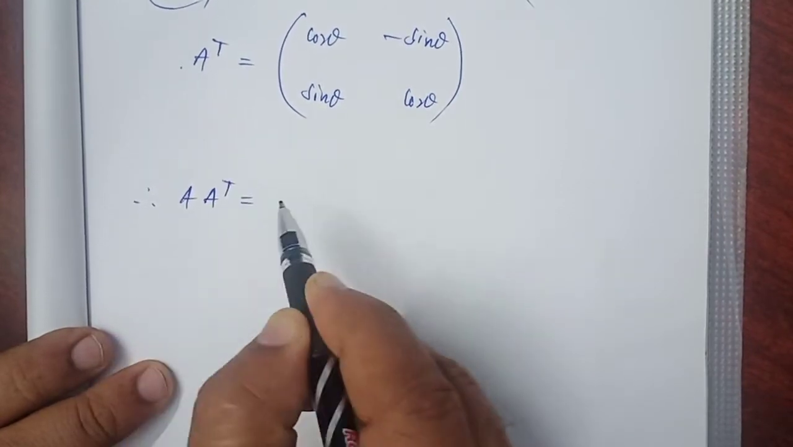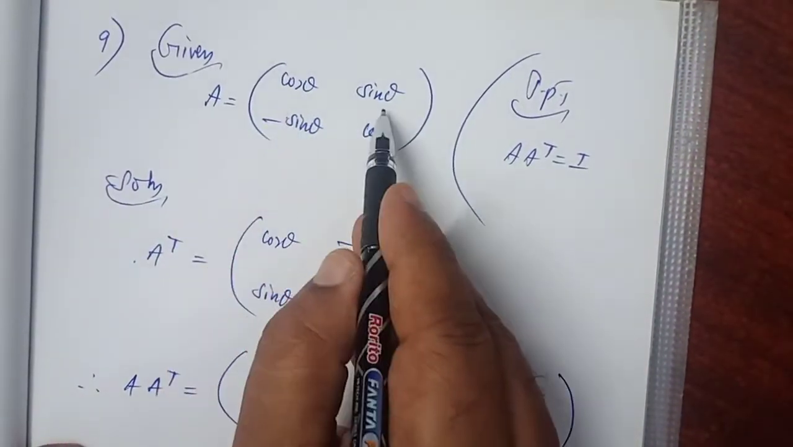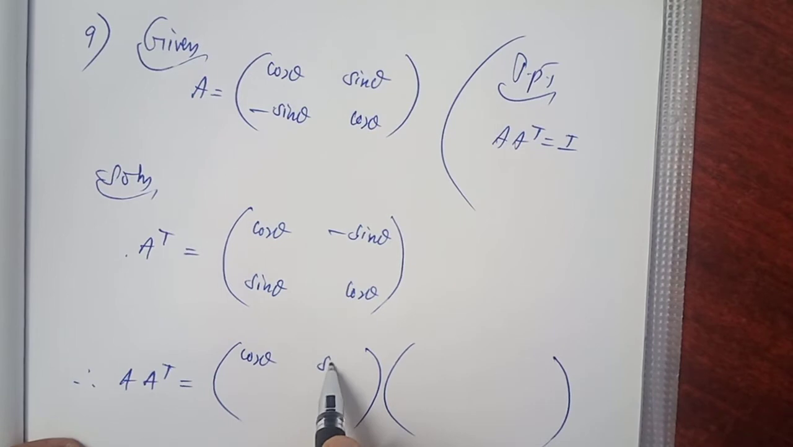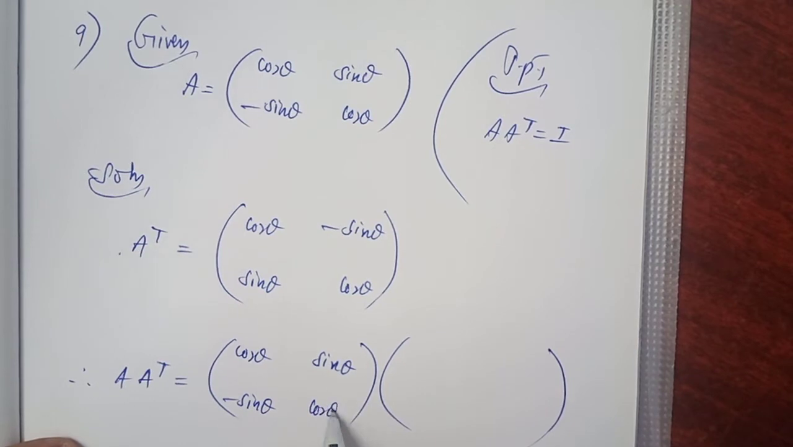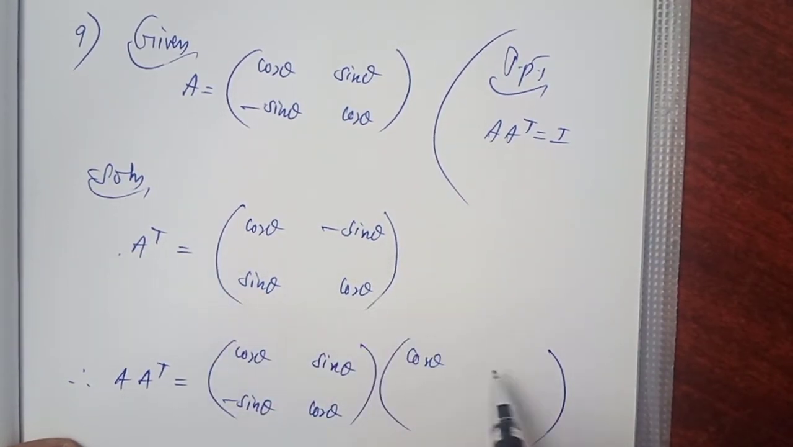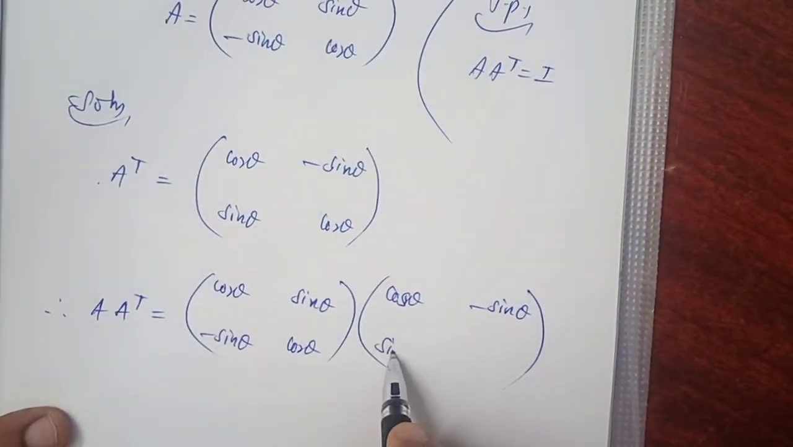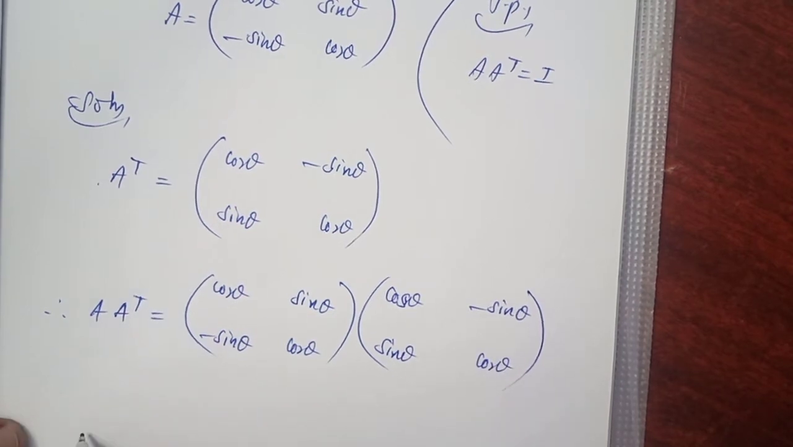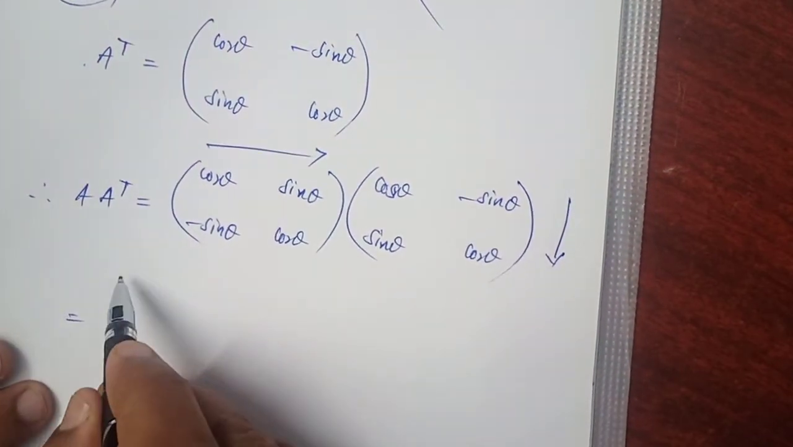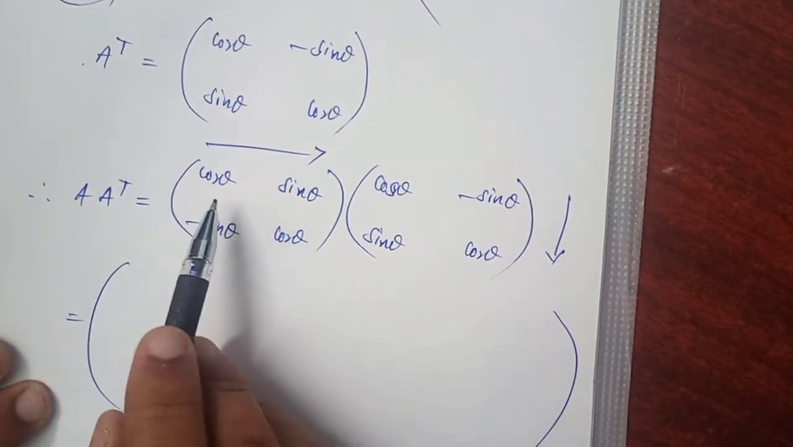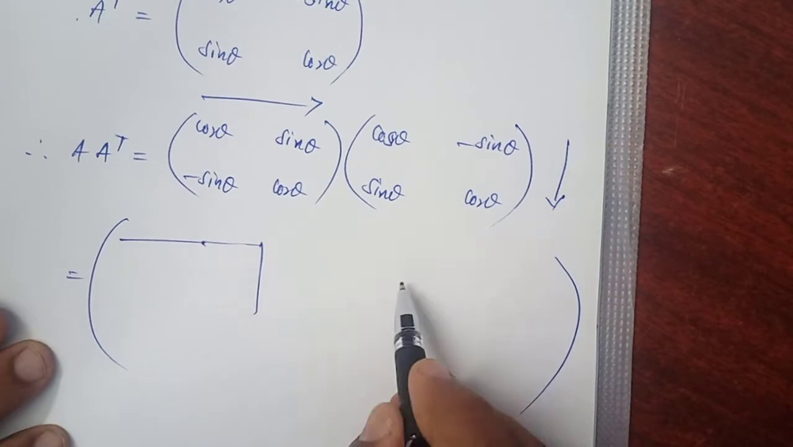Therefore, A into A transpose equals A matrix into A transpose. A matrix here is cos theta sin theta, minus sin theta cos theta. A transpose here is cos theta minus sin theta, sin theta cos theta, equals row by column. Here we have two rows, here we have two columns.